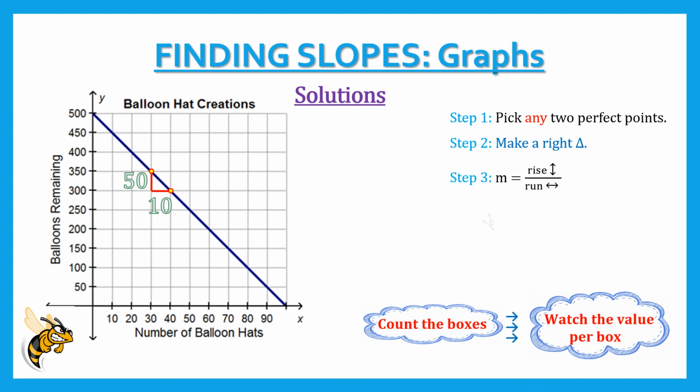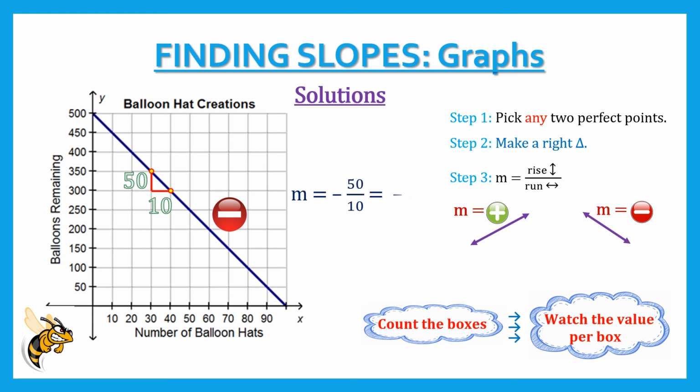The line is going down, so therefore it's a negative slope. So m is equal to negative 50 over 10, which is equal to negative 5 when you simplify.